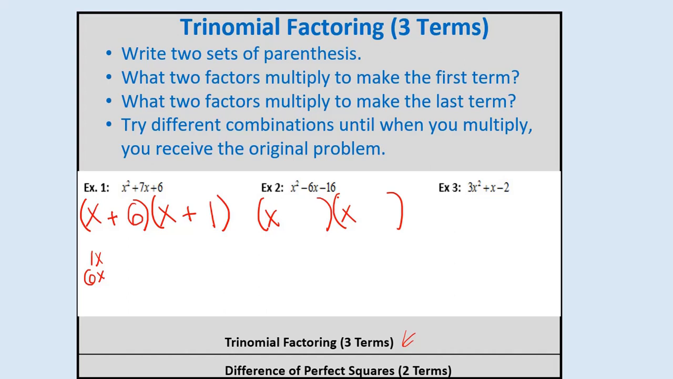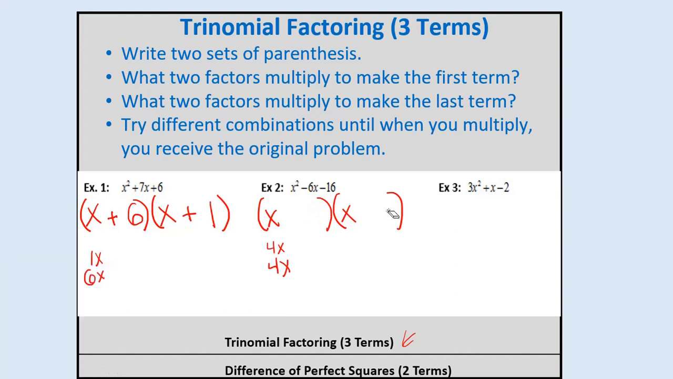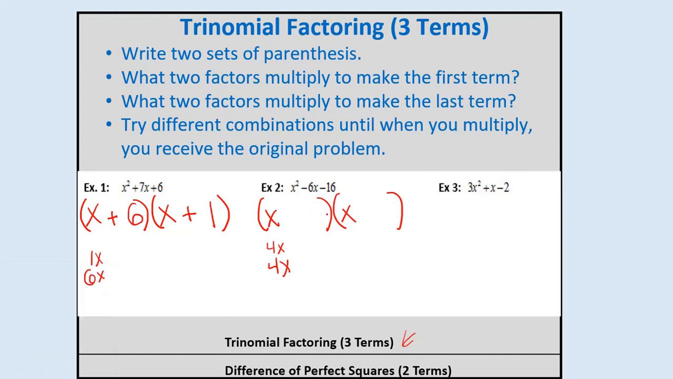I think that's it. Well, what if I put a 4 and a 4 here? Well, that would give me a 4x and a 4x, right? That's never going to give me a 6x, no matter if those are both positive or both negative. So I know 4 and 4 is not right. 16 and 1 is just way too big. So I know it's got to be an 8 and a 2.